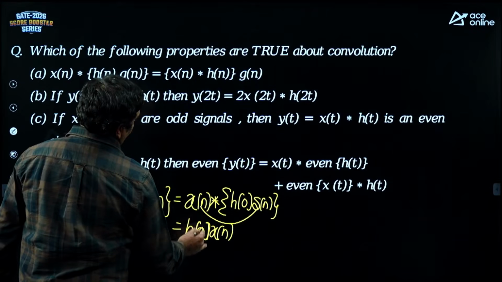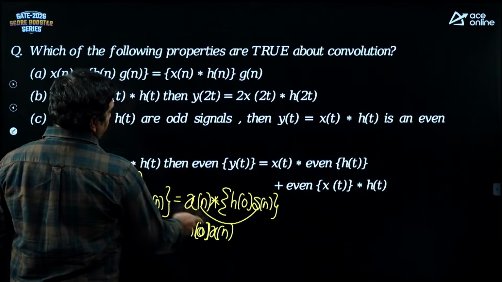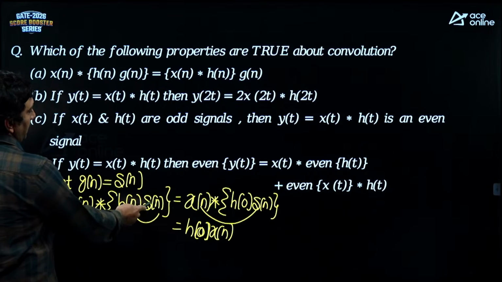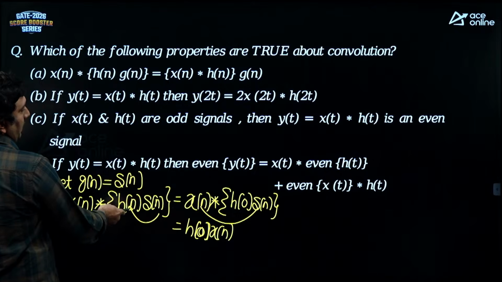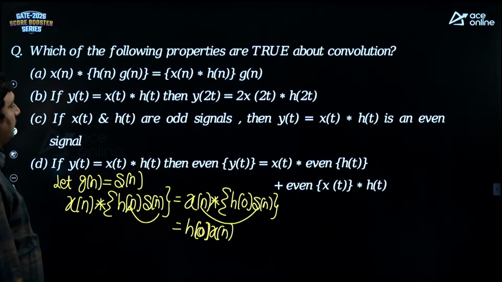Any signal convolved with an impulse replicates the signal. x n convolved with del n is simply x n. Here we used the product property of impulse. The impulse exists at 0. Take the value at n equals 0, h 0 times del n. x n convolved with del n is of course x n. That is the left side expression.